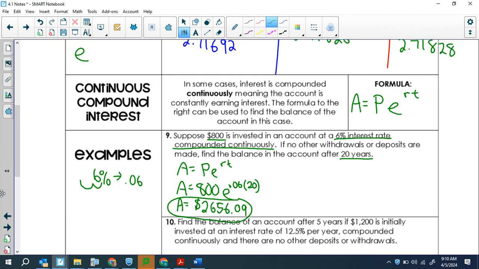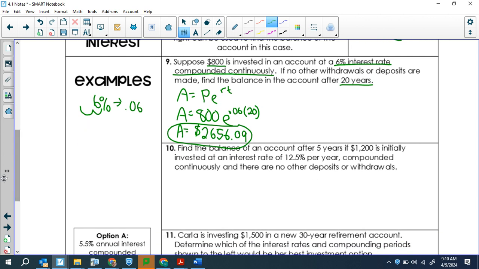All right, we'll do one other example. Let's find the balance of the account after 5 years. If we have $1,200 initially invested, an interest rate of 12.5%, and it is compounded continuously. And that continuous is super important because it's telling us to use PERT, not the other compound interest formula. If it says compounded quarterly or compounded monthly, that's when we use the formula that we had before.